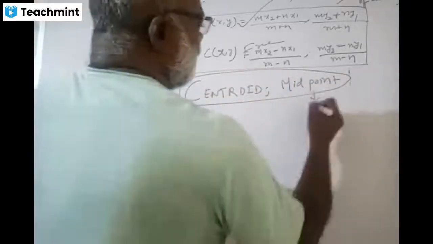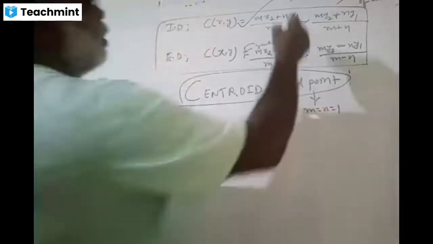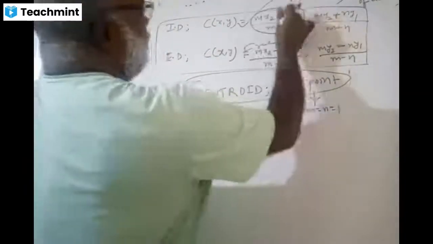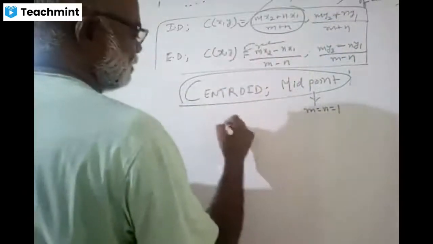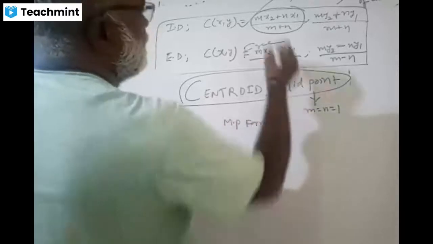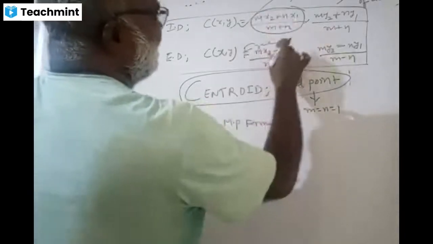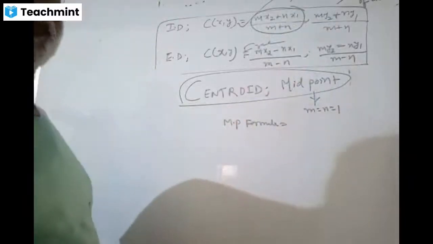Midpoint formula, m equal to 1, so put here m equal to 1, n equal to 1. So you get the midpoint formula. External division never happens with 1:1.